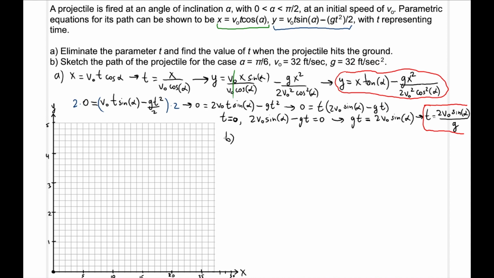It says now, sketch the path of the projectile for the case when alpha is π/6, the initial speed is 32 feet per second, and g, the gravitational acceleration, is 32 feet per second squared. So we know t is in seconds based on that.